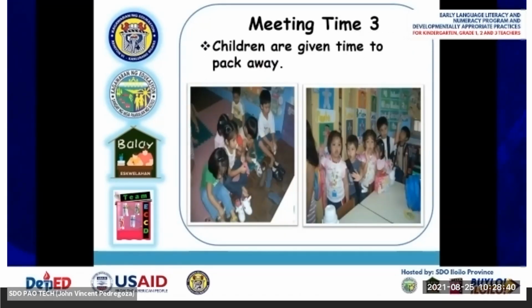Meeting time 3. Children are given time to pack away. Teacher synthesizes the children's learning experiences. Reminders and learning extensions are also given during this period.